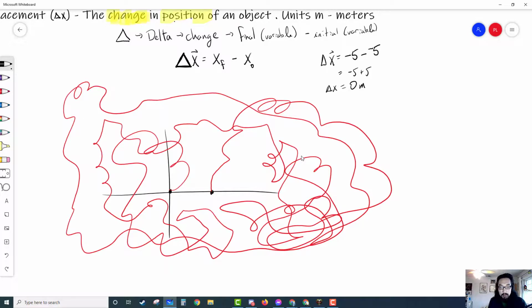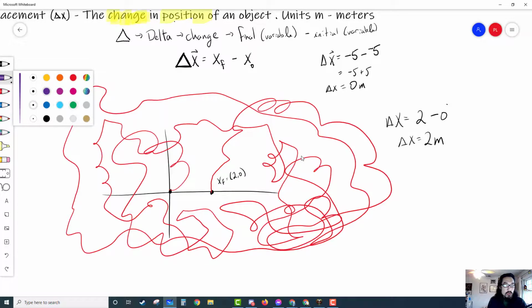So this spot right there, we can say that our final position is xf is equal to, let's make it simple, 2, 0. And so our displacement is our final position, which was 2, minus our initial position, which was 0. So our displacement is 2 meters. Now this is important here. I'm going to use a different color. Let's use green.